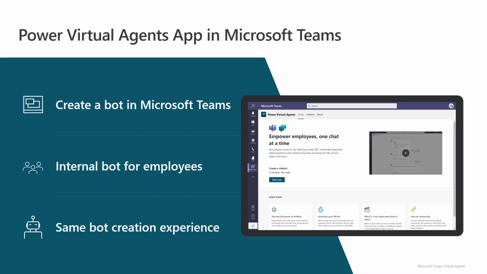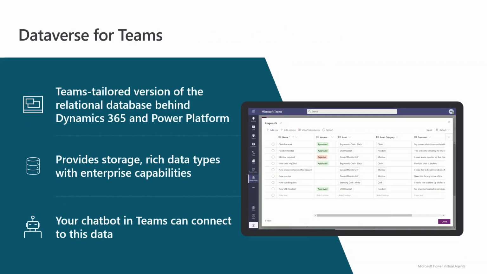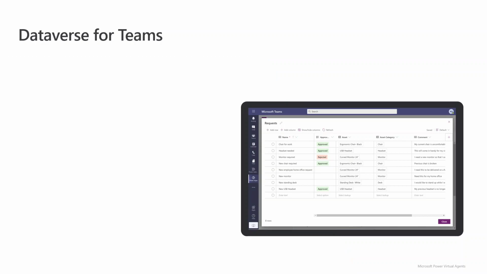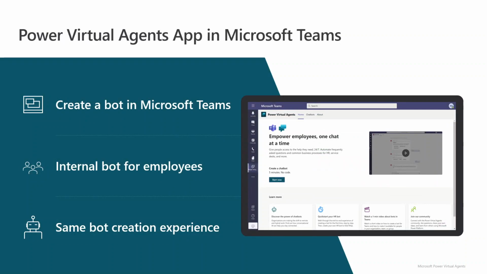There are some things you can't do in the Teams version that you can do in the full version, but just know that you can go to Teams and create a chatbot right within Teams. You can create internal bots for employees. It is the same creation experience of what you've been doing today. So anyone in the organization can start creating virtual agents. In fact, one of our clients created a chatbot for IT within Teams, and then deployed it from right within Teams to everyone across the organization, which is pretty neat.